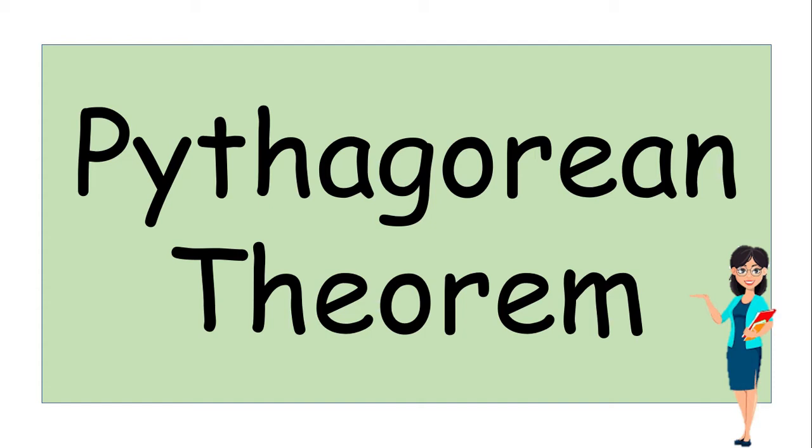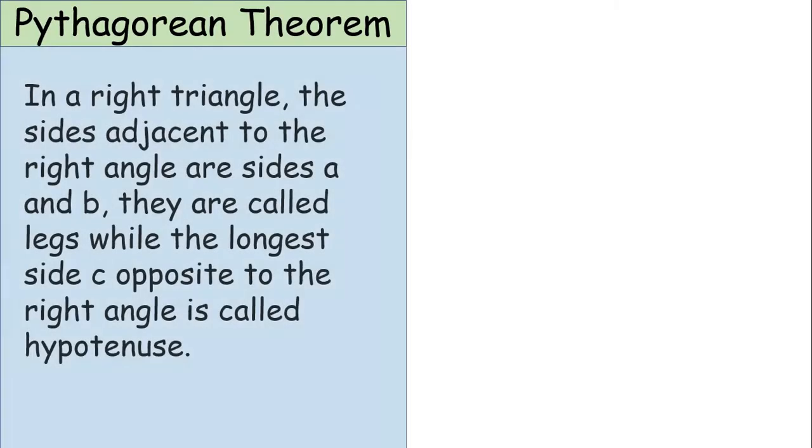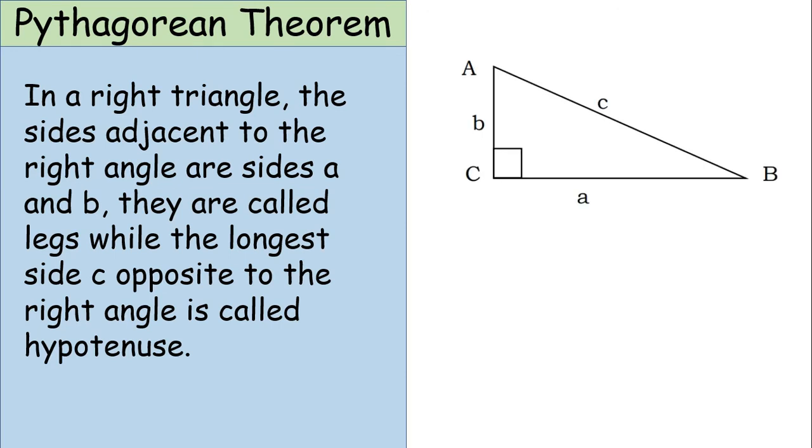Pag sinabing Pythagorean theorem, in a right triangle, the sides adjacent to the right angle, so meron tayong dalawang adjacent na katabi ng right angle natin for our triangle. For example, we have this triangle ABC. Sa ating 90 degrees, meron tayong dalawang side na katabi ng 90 degrees. So, those are the two legs na adjacent doon. We have the side a and side b, yung small letter. Ngayon, meron din tayo yung pinakamahabang side ng ating triangle, which is si c, yung katapat ng ating 90 degrees.